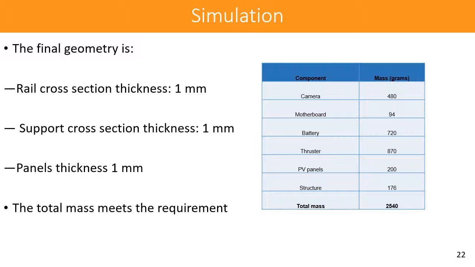So for the final geometry, I decided to go with a cross-section thickness of 1 millimeter for the rail. For the support, the same, 1 millimeter, and for the panel thickness, 1 millimeter. With this, the total mass came out to 2,540 grams, which is below the 2.67 kilograms requirement.